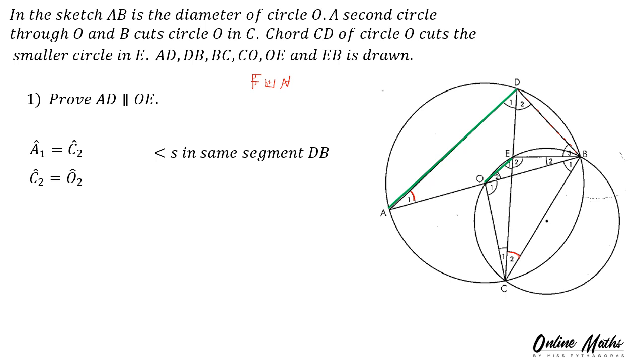Now let's have a look. C2 is equal to O2. And why can we say that? Again, it's the smaller circle now, and it's angles in the same segment, and they are being subtended by chord EB. And then what can you see? That both of them are equal to C2. Therefore, we can say that angle A1 is equal to angle O2. So there you find A1 and there you find O2.